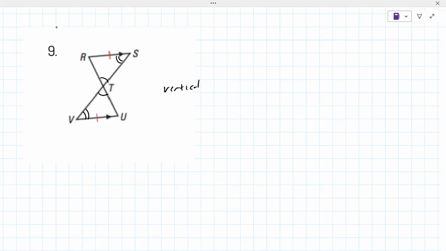What's the reason for that? They're vertical angles. I forget. They're not vertical. The vertical angles meet at an X. It's the two parallel lines cut by a transversal.